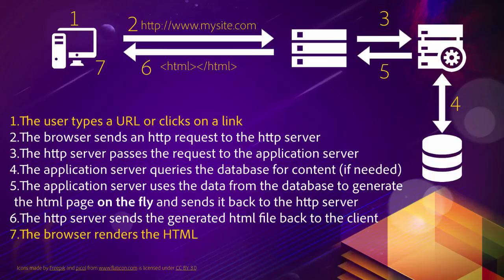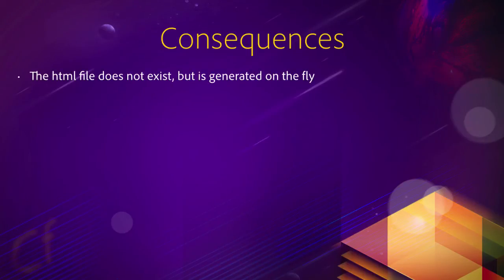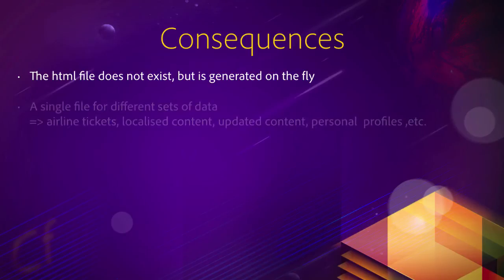Now, take a very close look at the first and the last steps of this process. It's exactly the same as for a static request. It begins by the user interacting with your page, and it ends by the browser rendering the HTML. Now, what are the consequences of this system? Well, the HTML file that is sent back to your browser by the server does not exist. That HTML code is generated on the fly by the application server.